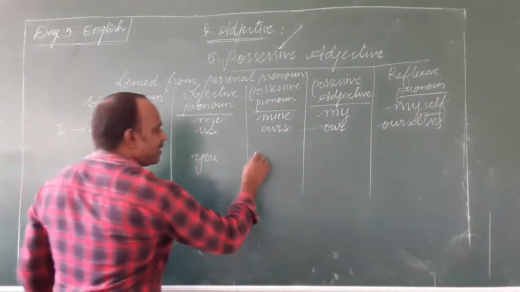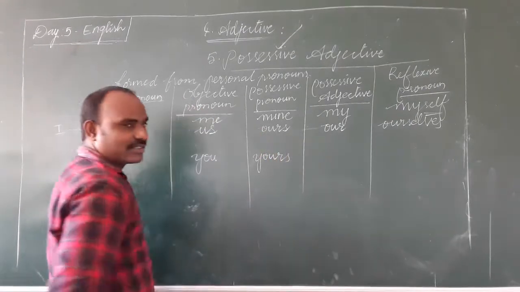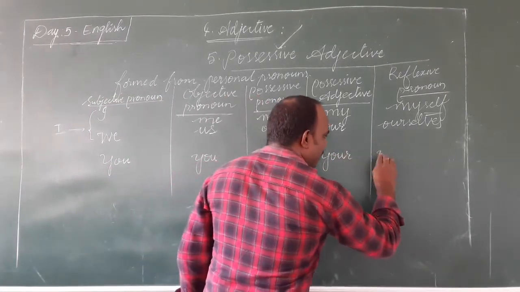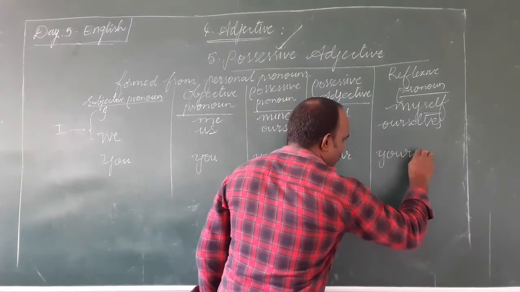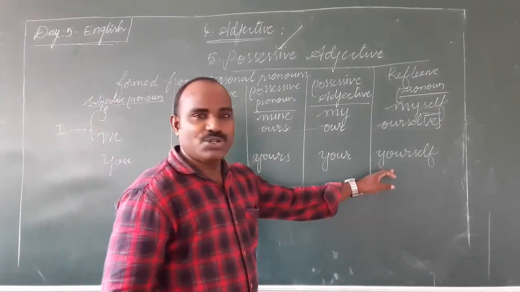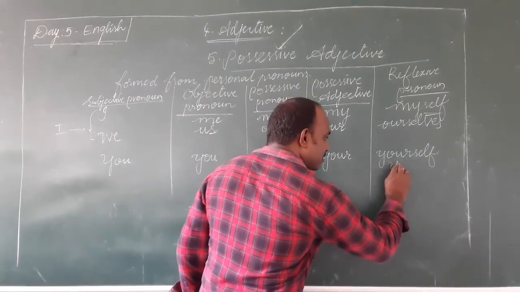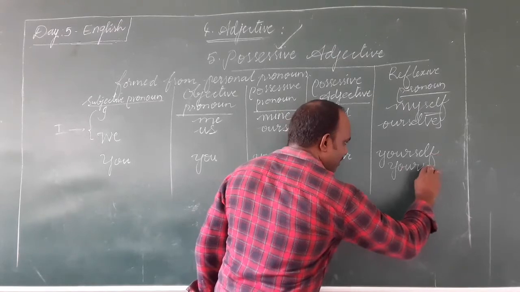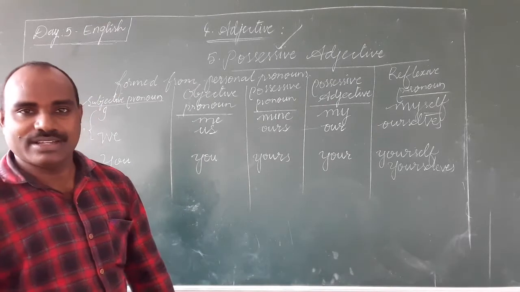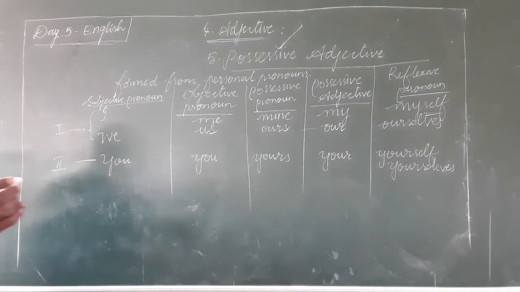Right? You, and here possessive pronoun yours. Possessive adjective your. And here yourself. When we address one person, we use yourself. When we address more than one person, we say yourselves. Y-O-U-R-S-E-L-V-E-S, yourselves. And this is second person. Now third person.